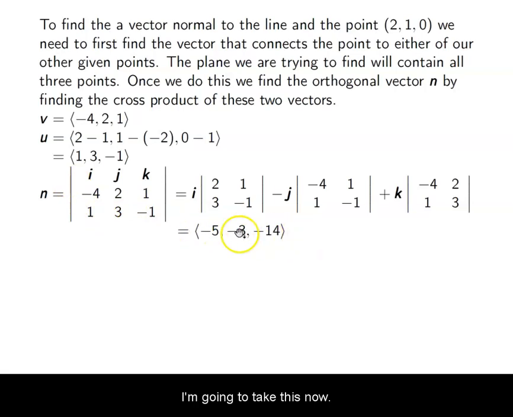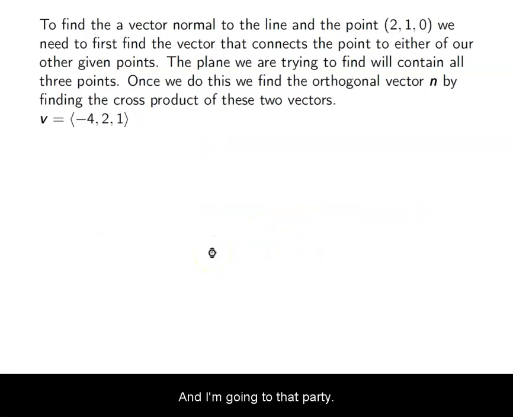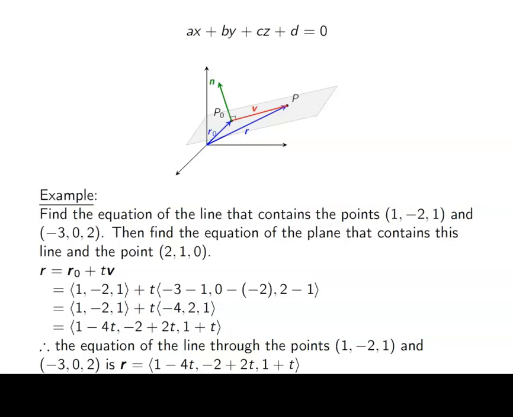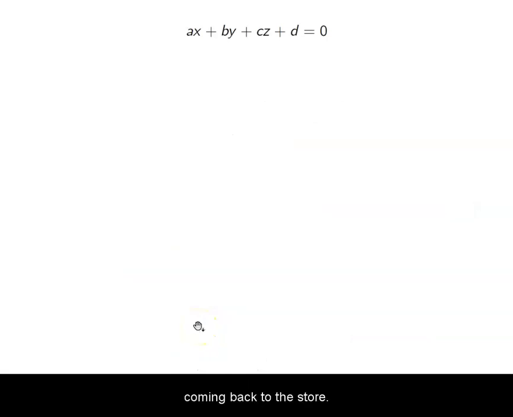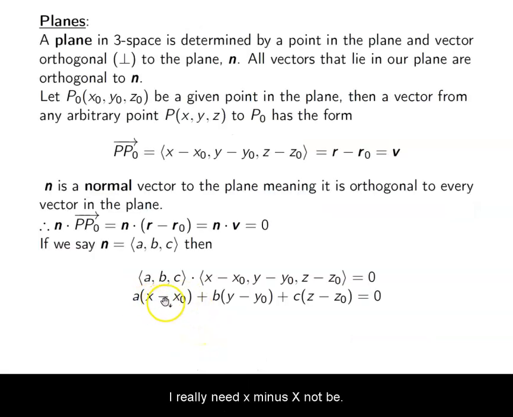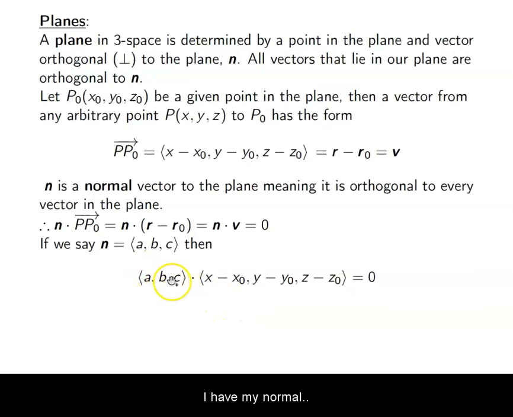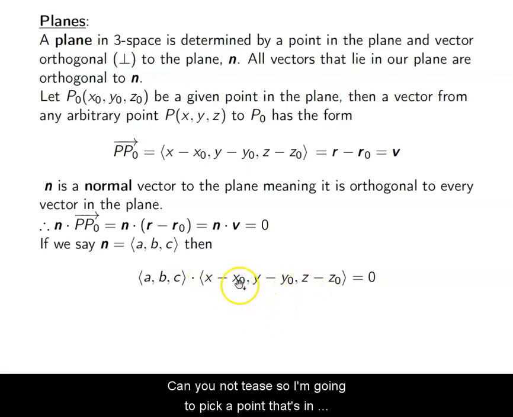So I'm going to take this now, and I'm going to dot product with basically my r, the equation of my line. Okay, so the only problem with that is that it's in terms of t. So coming back to this formula, I really need x minus x naught. Let's go back. I have my normal vector. I need x, y, and z. Okay, not t's.